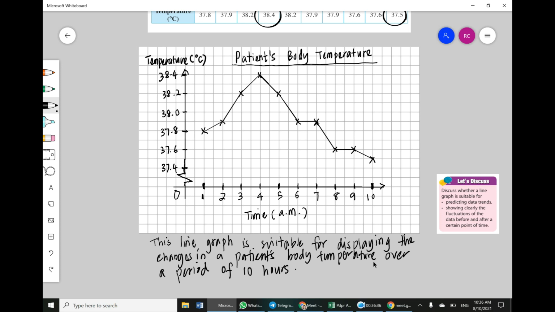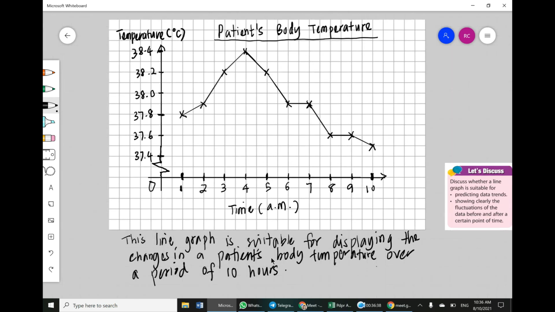Okay, do you have any problem over here? Most of the words you just follow. The line graph is suitable for displaying what, and then it follows your line graph given, and then you need to look for the duration of the time or the range of the time and the temperature. If it is not temperature, so you just replace it over here.